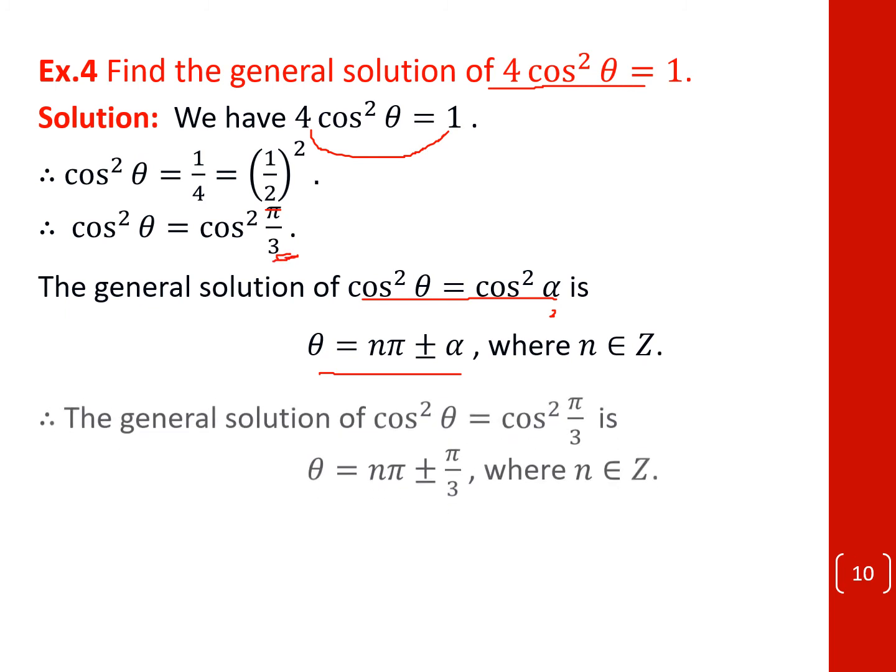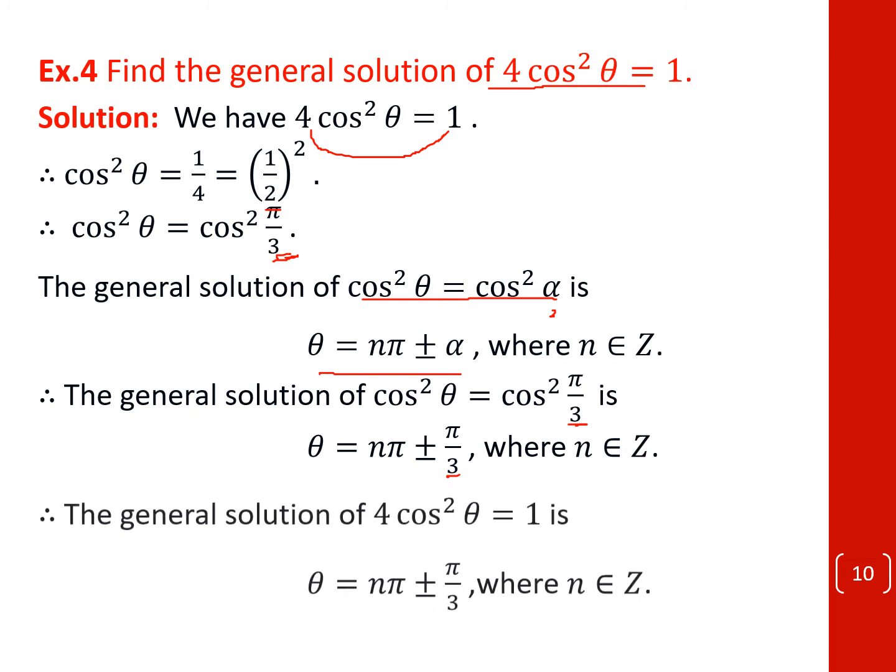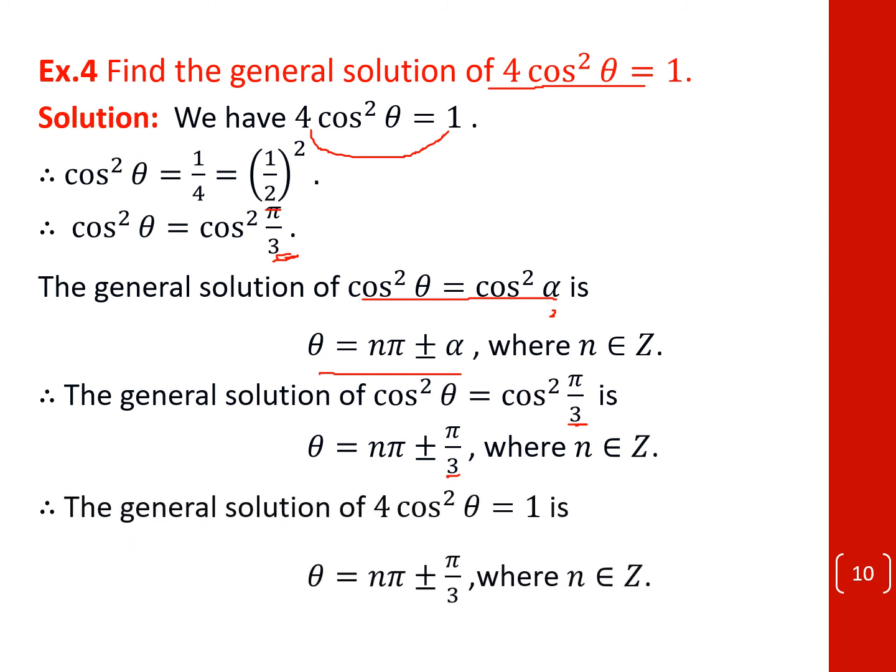The general solution of cos square theta equals cos square pi by 3 is theta equals n pi plus or minus pi by 3 where n belongs to Z. Therefore, the general solution of 4 cos square theta equals 1 is theta equals n pi plus or minus pi by 3 where n belongs to Z. We have to write the final answer in terms of the given example only.